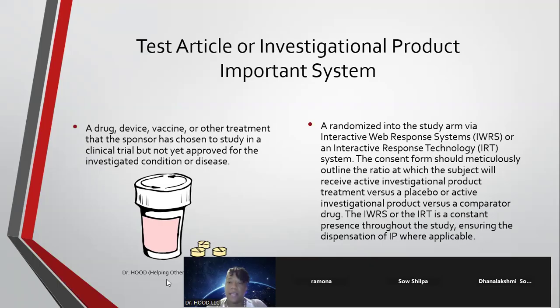It is a system where the site enters whichever data is required. It might be the person's demographics, such as their date of birth, their initials, what their background treatment is, and it's going to trigger the drug that they should be assigned. That medication can be a placebo or it can be the active investigational product. It might be blinded to everybody at the site, or it might be blinded just to the patient. That will depend on how the protocol is written. But the IRT system is the backup system when it comes to the test article.